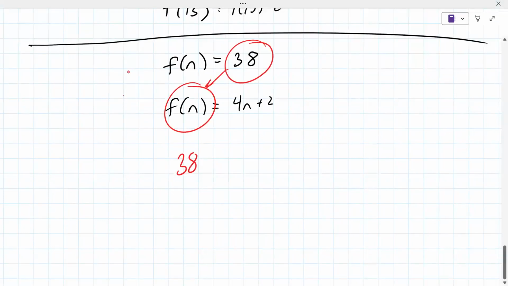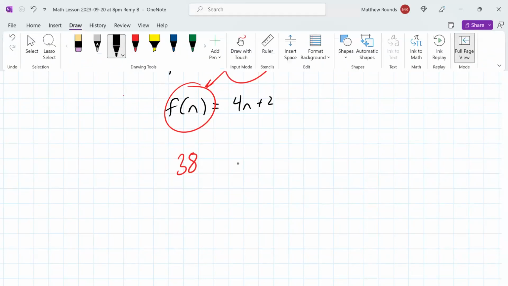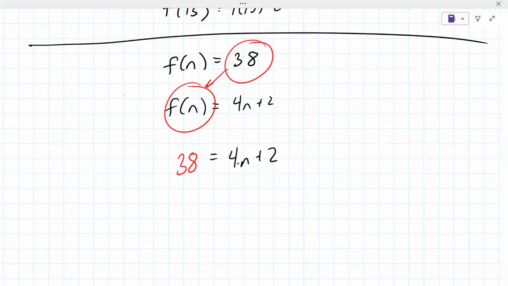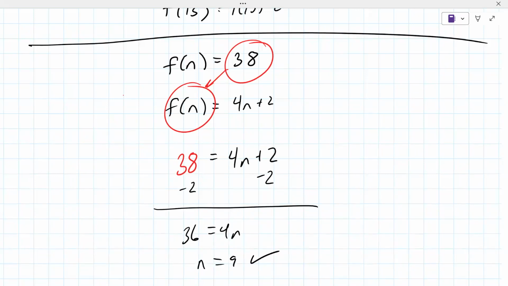So f of n, or 38, equals 4n plus 2. Yes. And then you subtract 2. You get 36 equals 4n. Divide by 4, 36 divided by 4, 9. So n equals 9. Very good. Okay, we can now look at the next one you sent over.